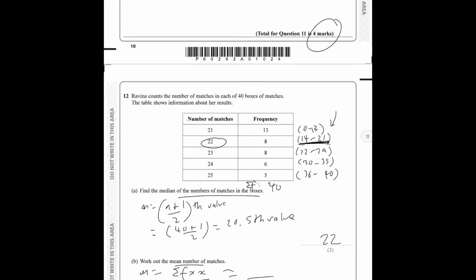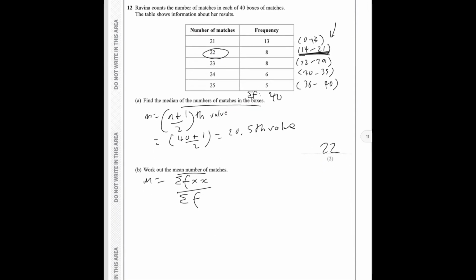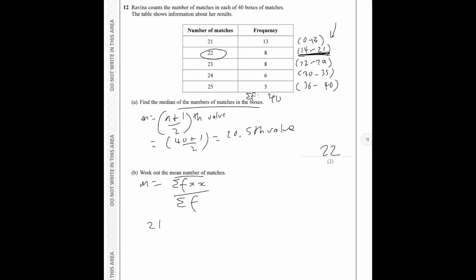So since we know that the total is 40, we need to know each one's value. We have to multiply them together. So 13 times 21 plus 8 times 22 plus 8 times 23. Since there's no space here, what I'm doing technically is multiplying each value together, right? And I'm adding them all up in order to get that value.